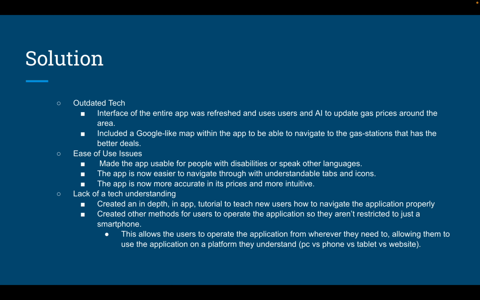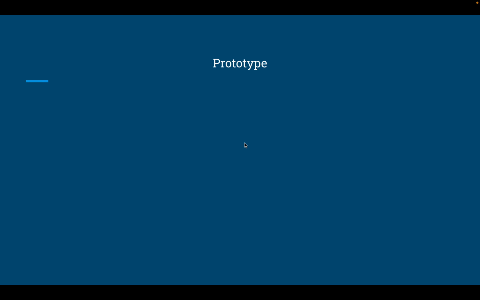And then, for the lack of tech understanding, we created an in-depth in-app tutorial to teach new users how to navigate the application properly. We also created other methods for users to use the application so they aren't stuck just using their phone. You can open the app on your tablet, or open the application on your computer by going to a website or downloading the application onto your computer itself. This allowed users to operate it from wherever they needed to. So maybe if they weren't really good at using their phone, but they were good at using their computer, they could still use the app. But then we have our prototype.